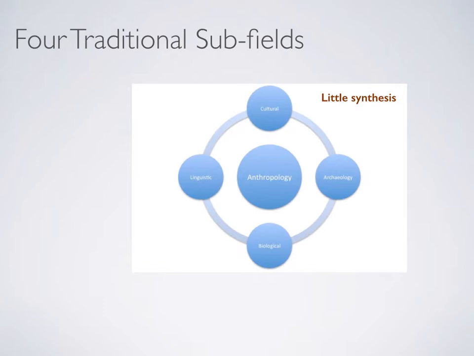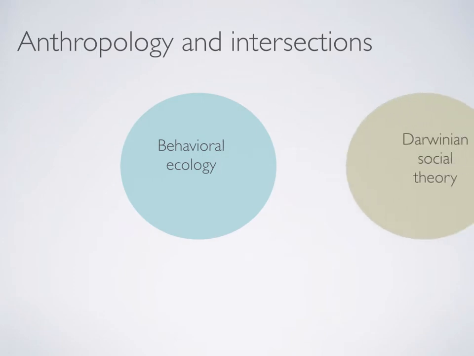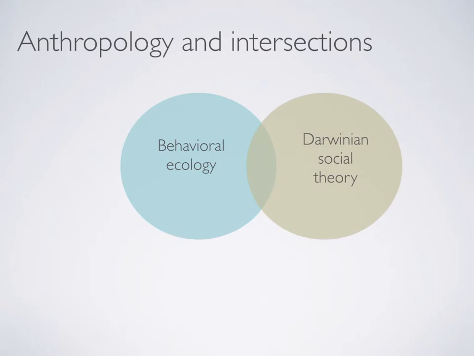Our class would probably be included in the biological anthropology subfield, since we're using an evolutionary and more particularly a scientific perspective. But we're going, as I've said, to be using information from all of these subfields. So our class is really about the intersections that we're seeing increasingly in anthropology. We're seeing the use of behavioral ecology, studying how behavior responds to local environments. We're using evolutionary theory from Darwin, especially as it relates to social behavior. So how do we understand social behavior from evolutionary theory?